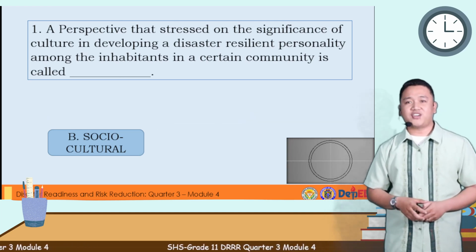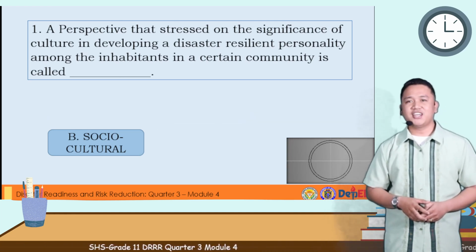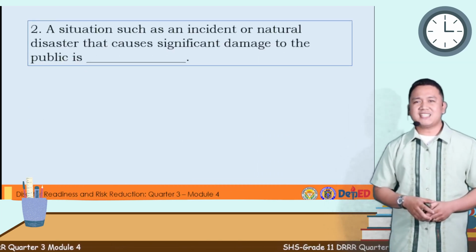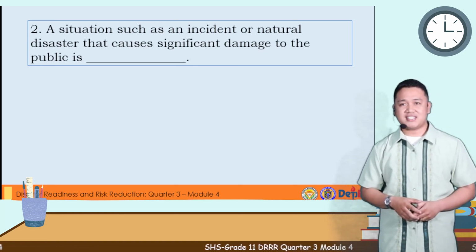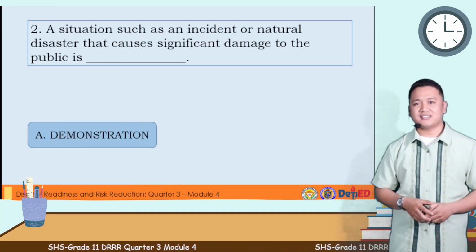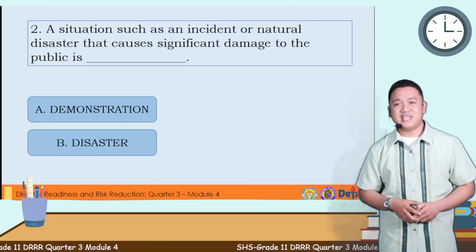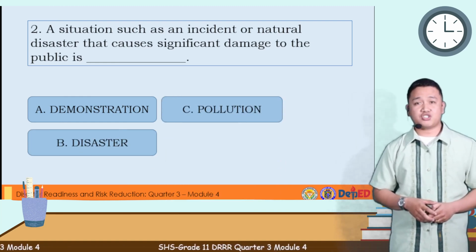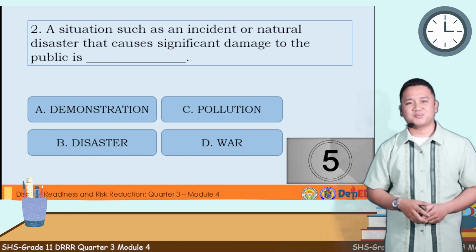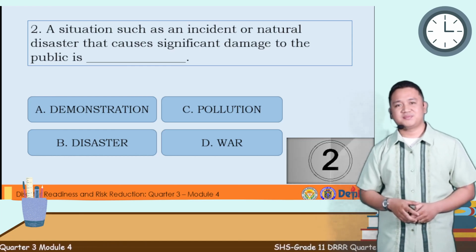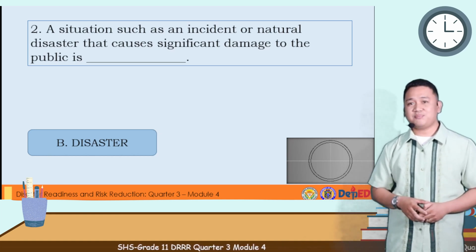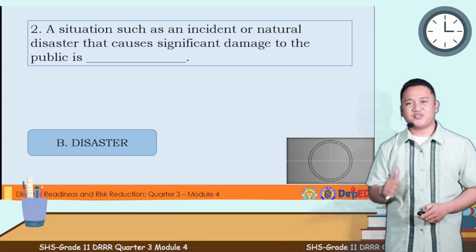Okay, so if your answer is letter B, sociocultural, you are right. Next, number 2. A situation such as an incident or natural disaster that causes significant damage to the public is called blank. A, demonstration. B, disaster. C, pollution. Or D, war. 5 seconds for your answer. Okay, if your answer is letter B, disaster, you are correct.